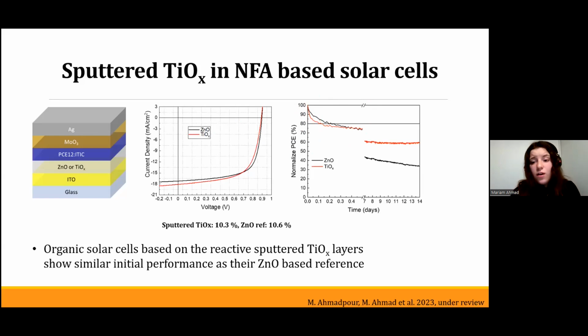But then if we look at the long-term stability, we see a significant difference. We see that for the devices with the solution processed zinc oxide, they saturate at around 35% of their initial PCE after 14 days of degradation, while the devices with this sputter-deposited titanium oxide, they saturate at around 60% of their initial PCE after 14 days of degradation. So there is a significant enhancement of the long-term stability of these ITIC-based devices when we switch from solution processed zinc oxide ETLs to sputtered titanium oxide.